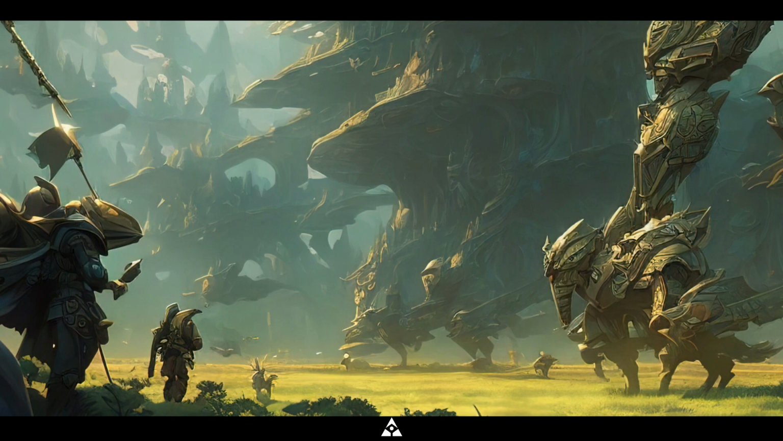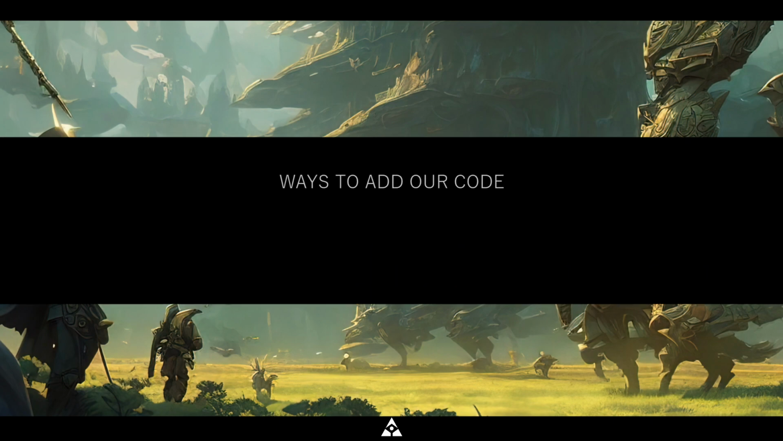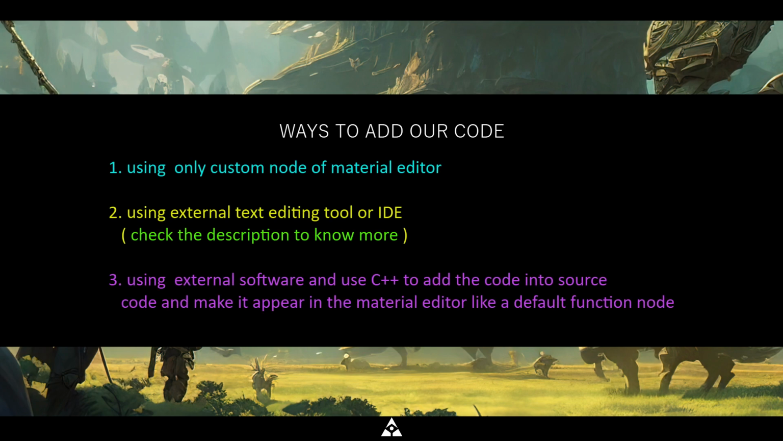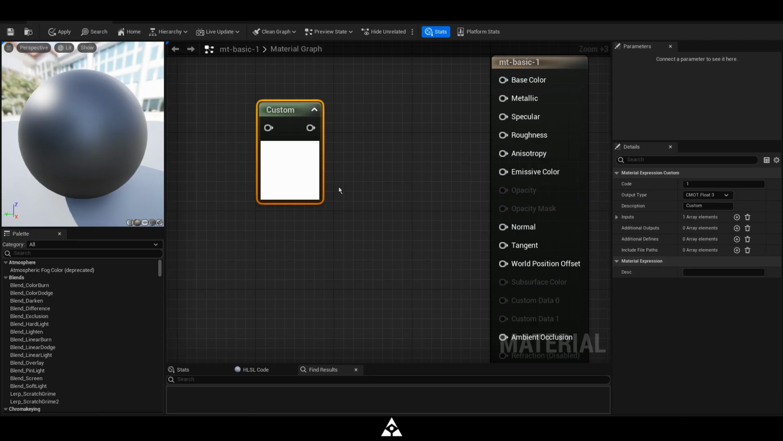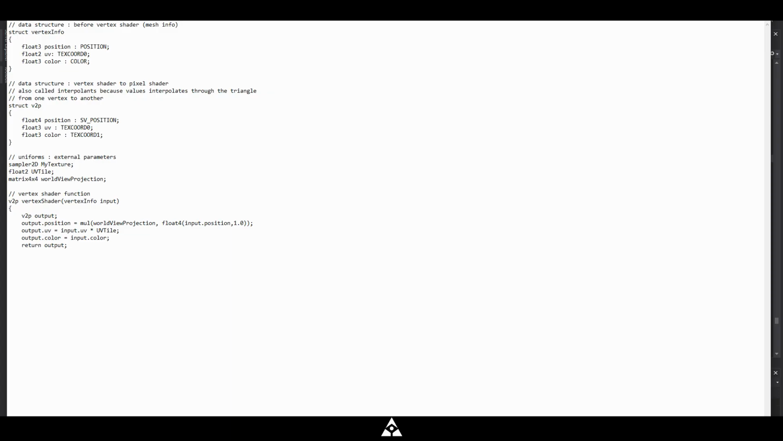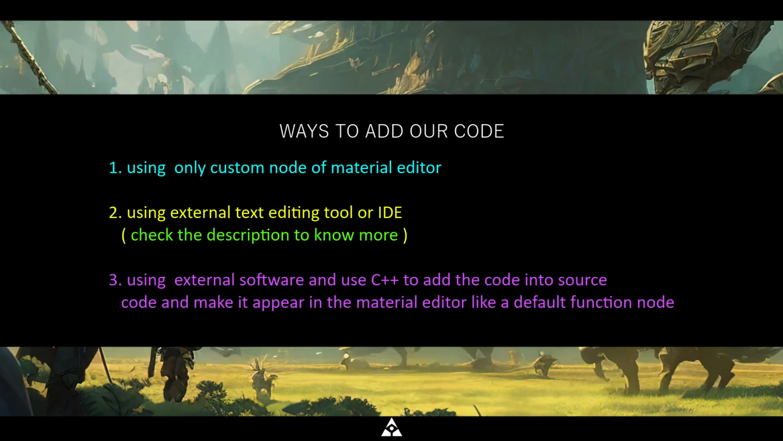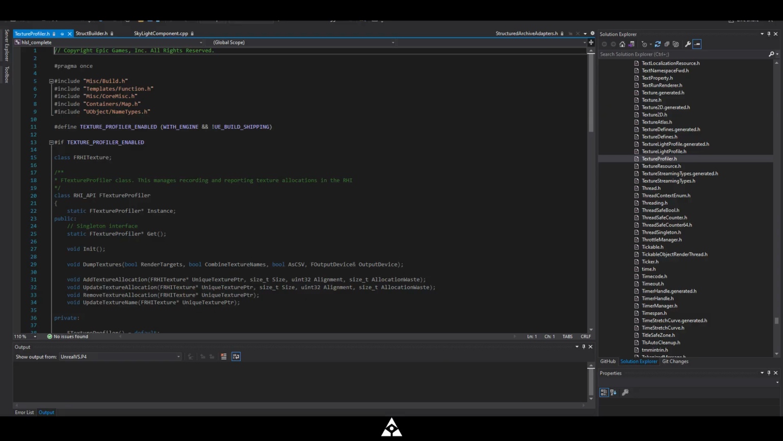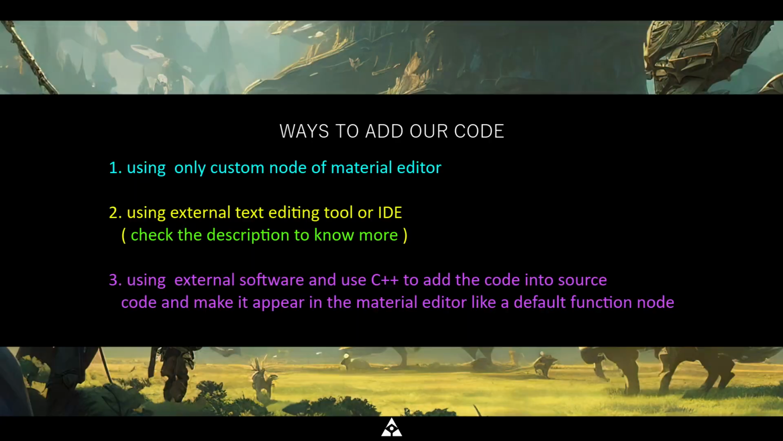Generally, there are 3 ways to add our own shader code to the Unreal Engine. The first one is using a custom node and writing down codes inside it from the material editor. Second is where we write down the code as a text file by an external text editing software or IDE, then we establish the link of the file to the custom node via material editor and use it. Finally, the last method where we type the code in the external software, then make it available to the source code of the engine so that it could appear in the material editor as a function node.